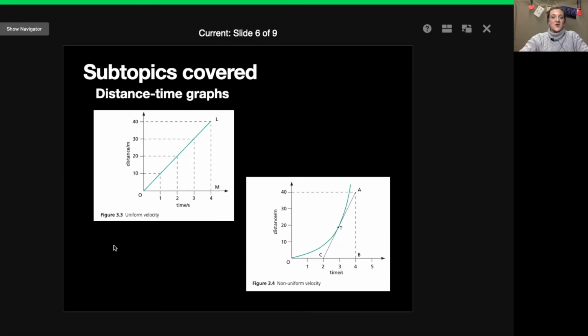Now, in our examples, we have uniform velocity. Uniform velocity is when the increments stay the same between the time and the distance traveled. And a non-uniform velocity refers to the distance increasing or decreasing for the amount of time which is being traveled.